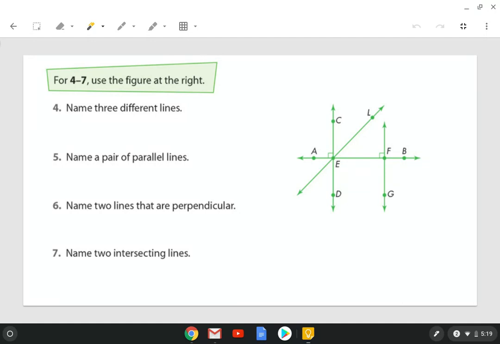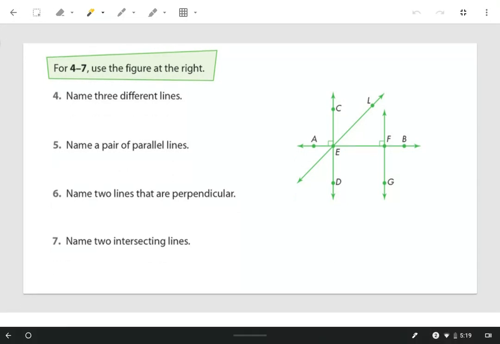And we're going to be looking at numbers 4 through 7. So get your pencil ready. You should have your math notebook page available to you to help. Okay, so we're using the figure at the right to answer questions 4 through 7.